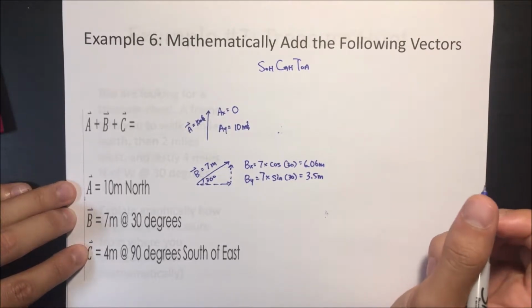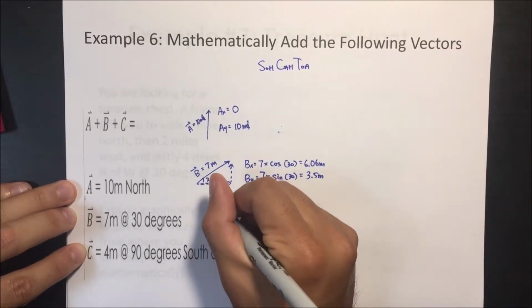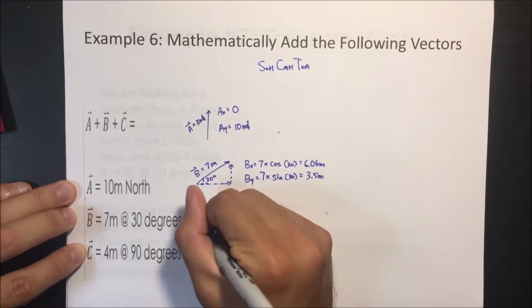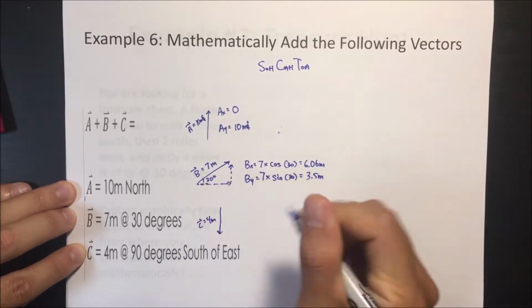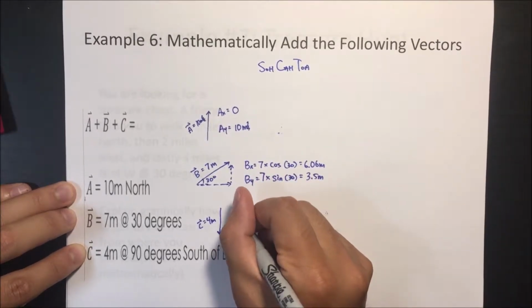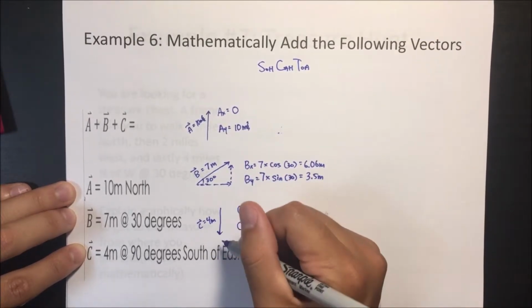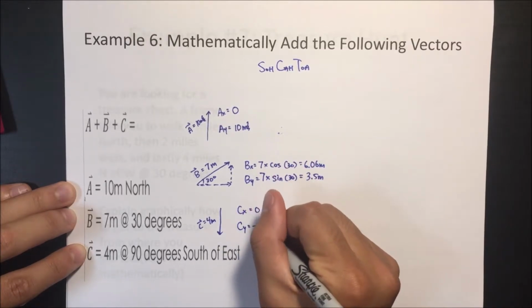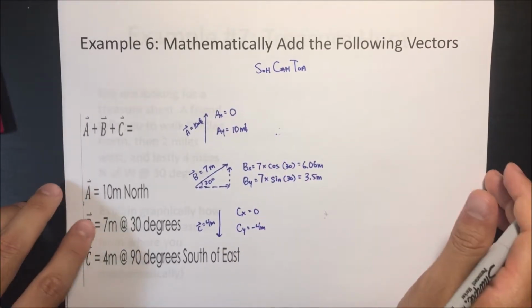And now 4 meters at 90 degrees south of east. So we know that this is just going to go straight down. Vector C is equal to 4 meters. So we know C in the x direction is going to be 0. And then C in the y direction is not going to be 4, but we're going to put negative 4 meters because it's going downwards.